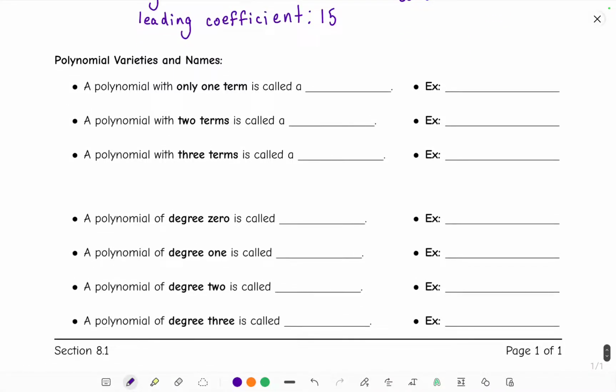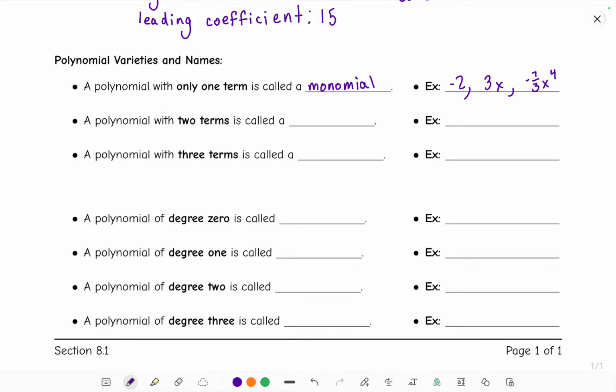And now we're going to talk about the names of polynomials. A polynomial with only one term is called a monomial. For example, -2, 3x, -7/3 x to the 4th. Those are 3 examples of a monomial.